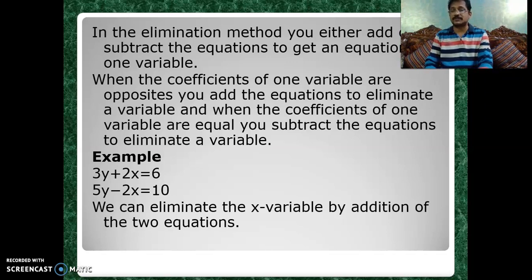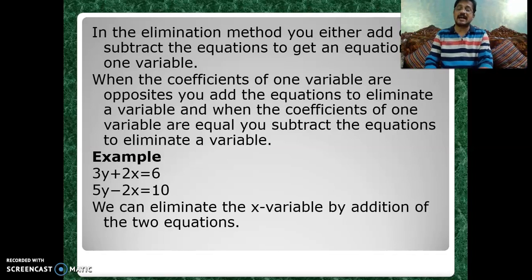3y plus 2x equal to 6. 5y minus 2x equal to 10. Here the coefficients of x are equal. One is plus 2, other one is minus 2. Numerically they are equal, but with sign they are opposite. That is, one is positive, other one is negative. Is it clear? Here generally our children have a small doubt.